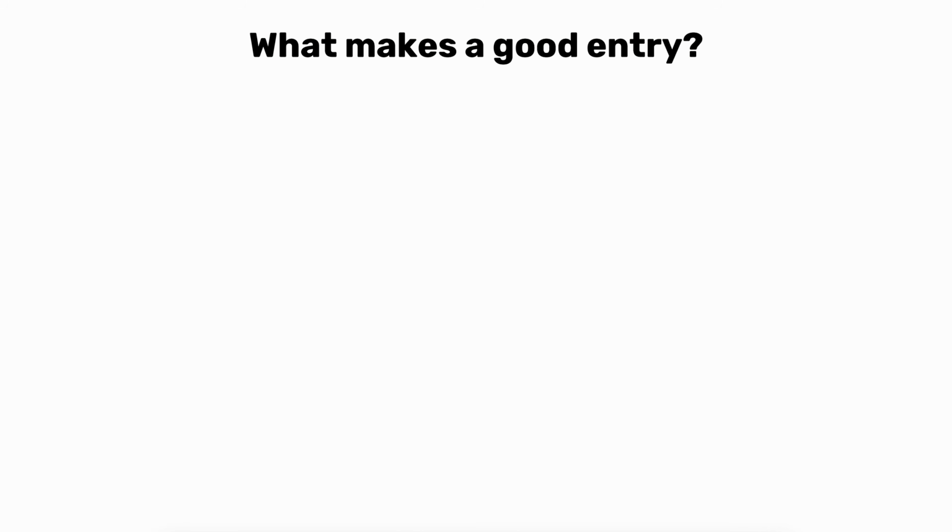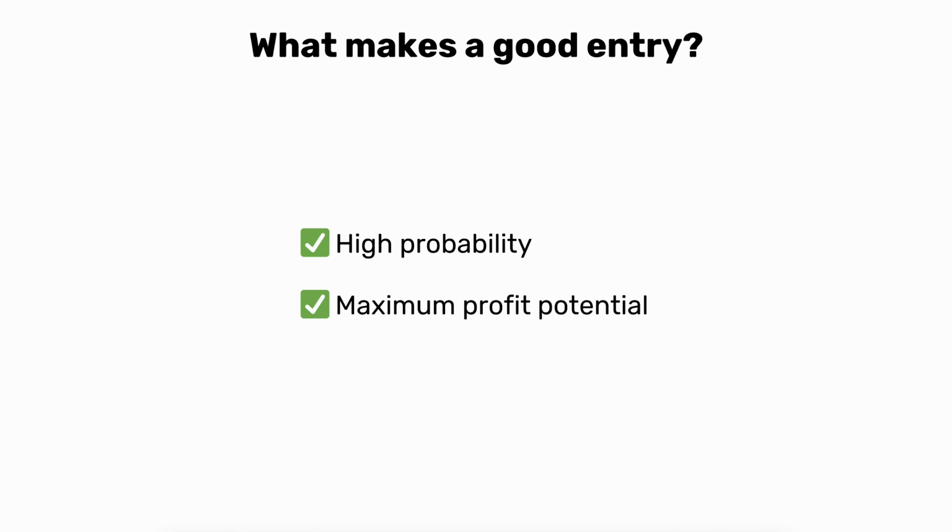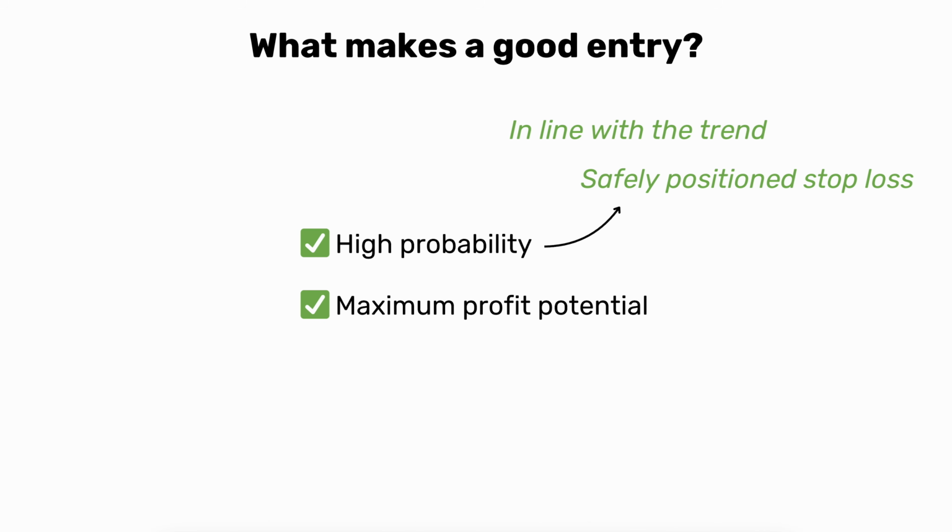So what exactly makes a good entry? Well, for our entries, we want to look at high probability and maximum profit potential. If we can achieve these two things, we will have a good time trading. To achieve high probability, we realistically need to be in line with the trend, and we need to have our stop losses safely positioned so we don't get stopped out on a trade that's actually correct.